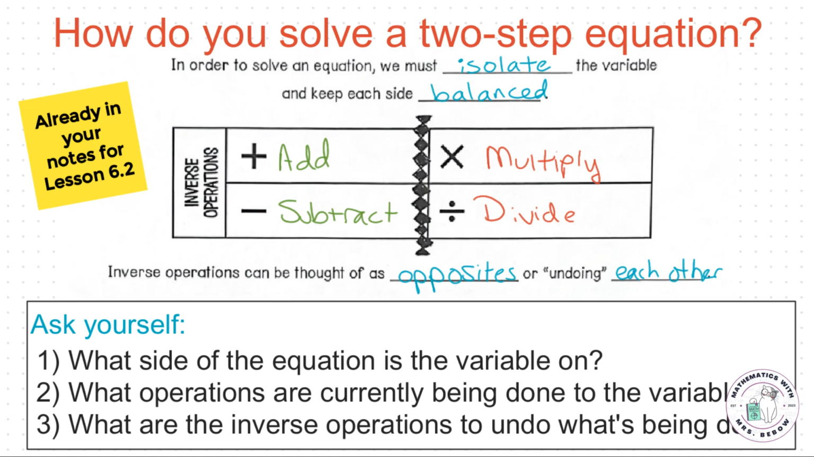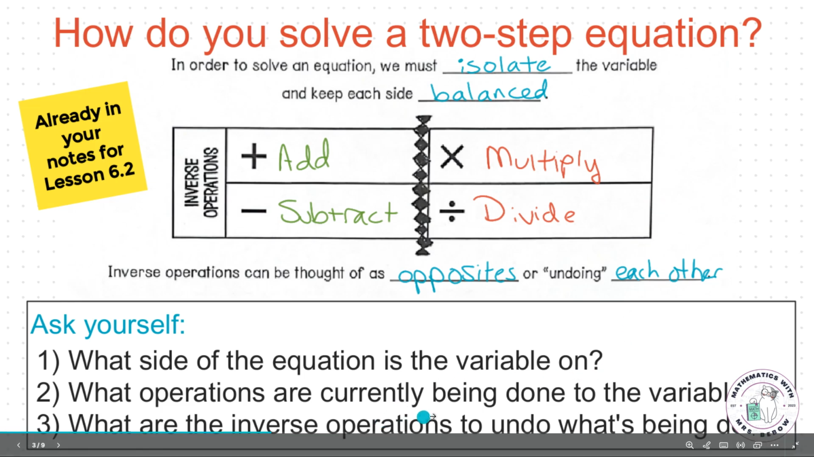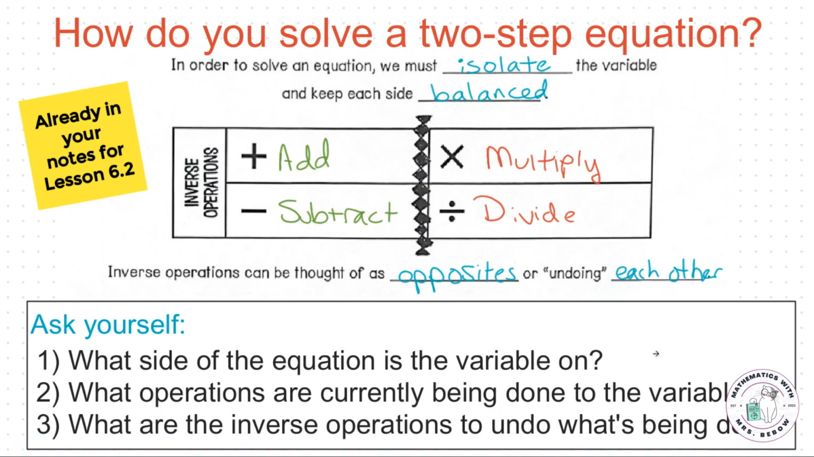Inverse operations can really just be thought of as opposites, or that they undo each other. So as you go through solving an equation, ask yourself, what side of the equation is the variable on? What operations are currently being done to that variable? And then what are those inverse operations that we need to do to undo what's being done to that variable? So focus on where the variable's at, and figure out what the opposite is to the current operation, or operations in this case, that's currently happening to that variable.